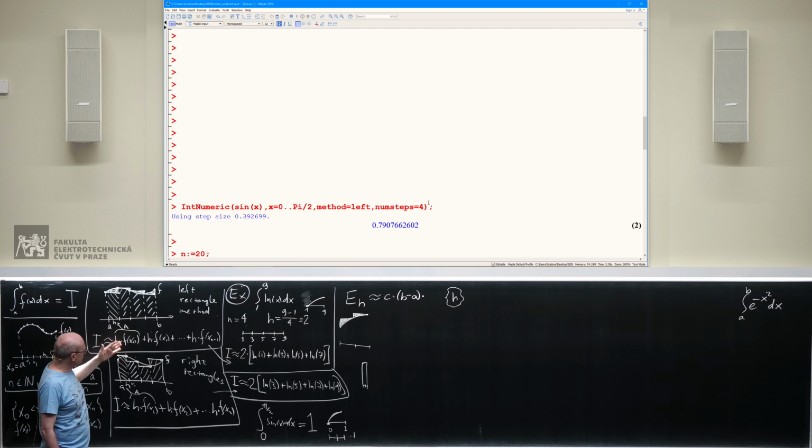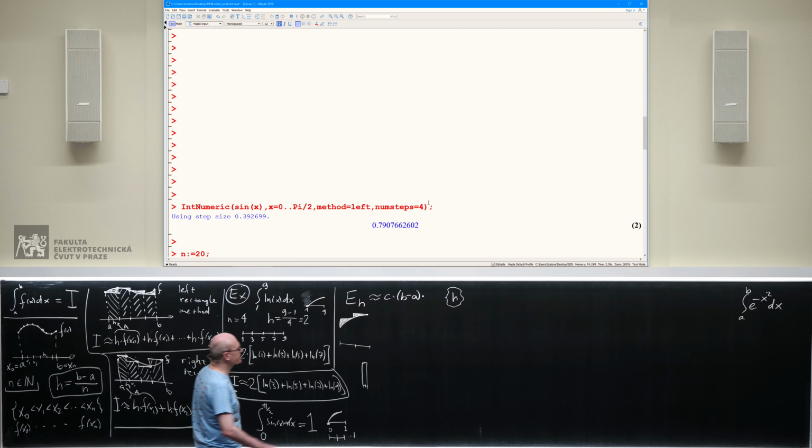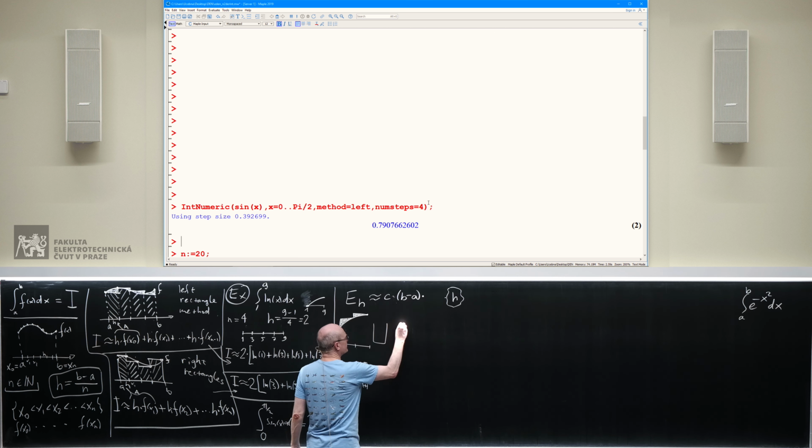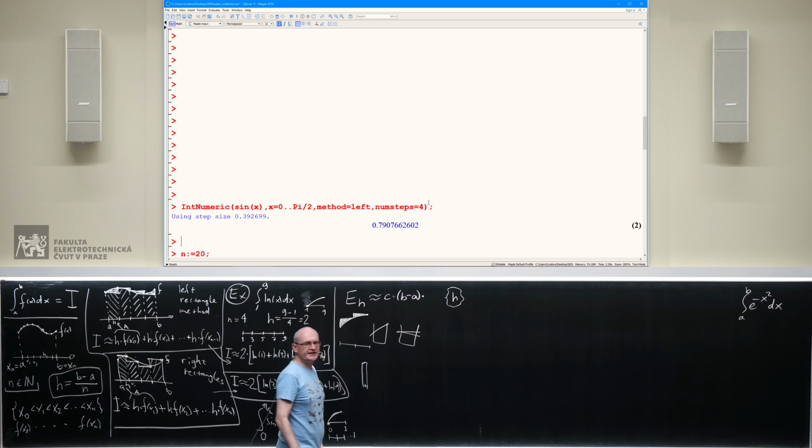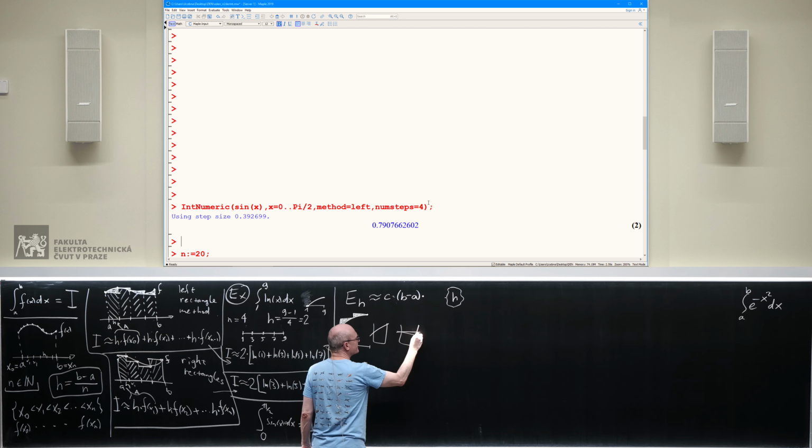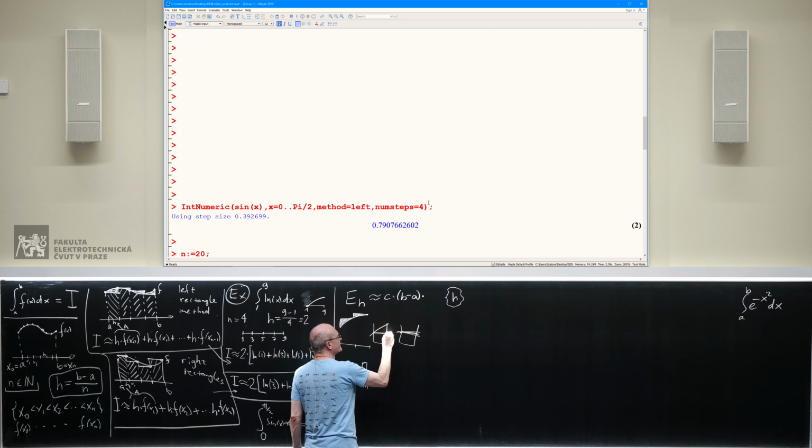Well, when you look at this, there is a big difference between the slope or steepness of the function. Let's have a look at it here. You have two panels. On one, the function is steep. On another, it's not steep. It's rather flat. What will be the error? Well, we are using rectangles. We are using horizontal segments to approximate our function. Here, the error is outrageous. Here, the error is reasonable.